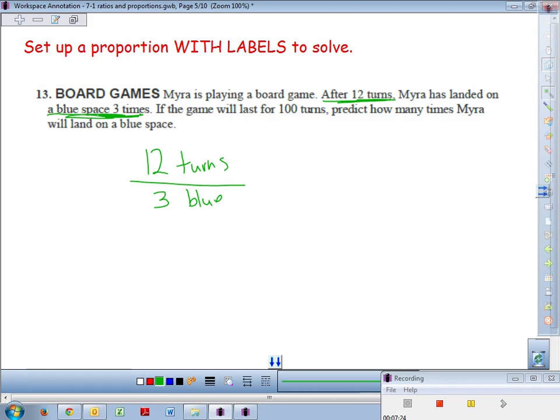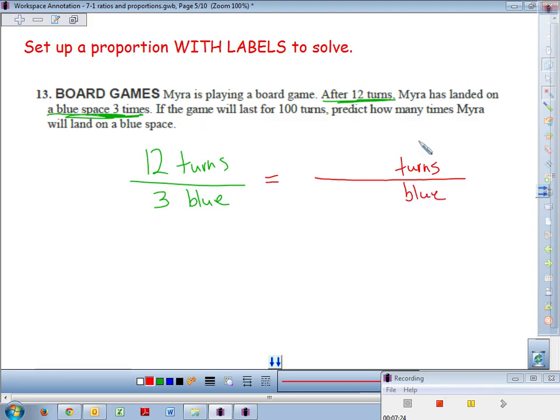The other ratio you could have written was just flip the whole thing upside down and say 3 blue for every 12 turns. You know, it doesn't really matter. They didn't tell you, like in the first problems with the touchdowns per game, which one had to be on top and which one had to be on bottom. So, your choice. But when you set up your proportion, which is two fractions equal to each other, throw an equal sign, throw another fraction bar, and if this guy is turns over blue, this guy must be turns over blue. And when I grade these, I grade the labels the hardest.